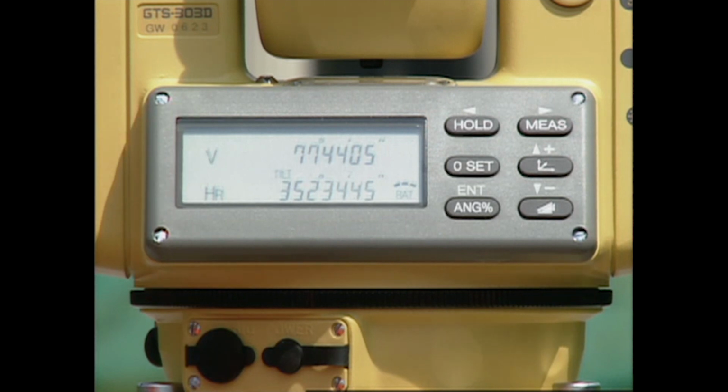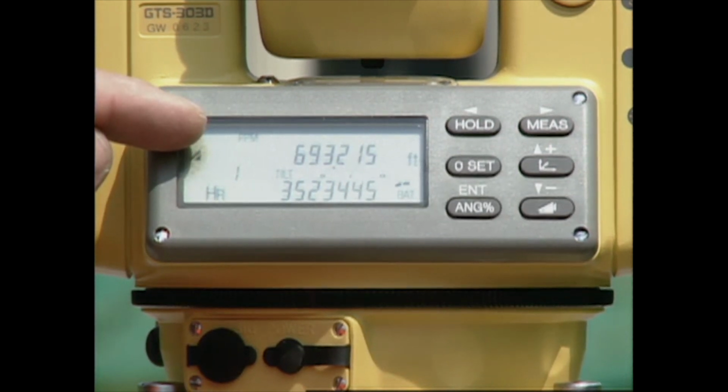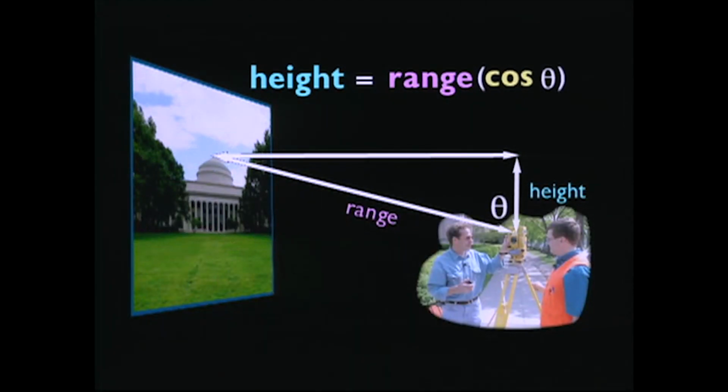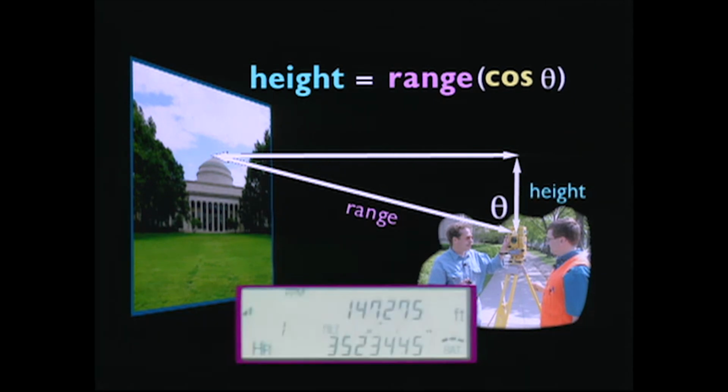Okay, and if we make the range measurement, yes, the slope measurement is 693.215 feet, so that's the distance between the instrument and the prism. And the actual height is that distance times the cosine of the zenith angle. Correct, which now is 147.275 feet.